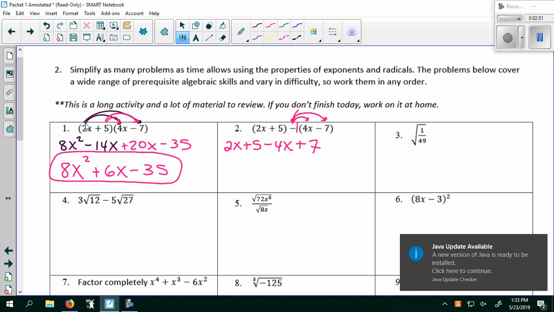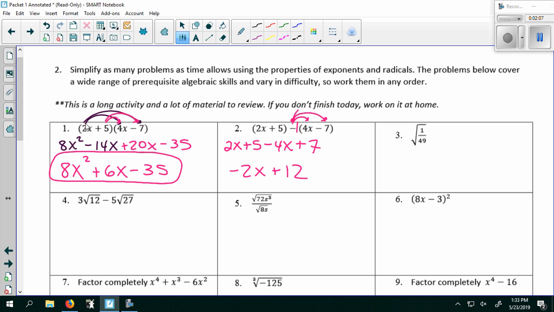So that negative 1 gets distributed to both terms of the parentheses. And then we combine like terms. 2x minus 4x is negative 2x. 5 plus 7 is 12. Number 3, the square root of 1 over 49. The rules about square rooting a fraction are that you can square root the top and square root the bottom separately. So this is 1 over 7.